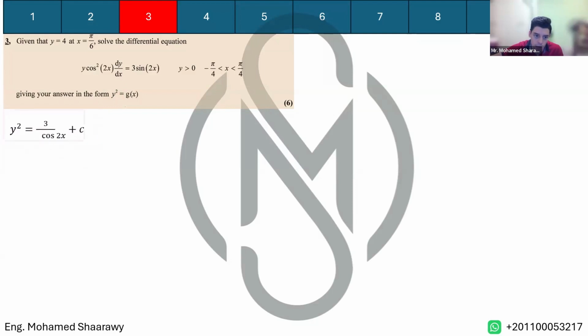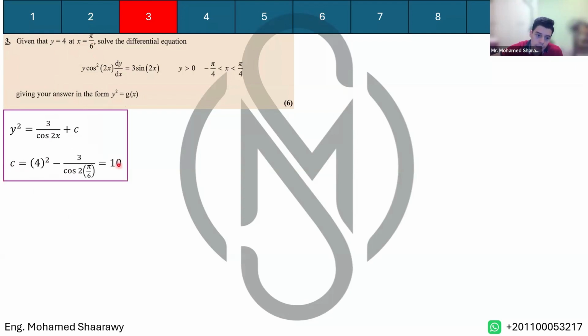Oh, I multiplied by 2 first. Okay. When I multiply by 2, I didn't write the constant c because it will be just a constant. 2c or c is just a constant that will be found, so I ignore that. Okay, so c here, I can make a subject, so it will be y squared minus 3 over cosine 2x. In order to get c, I'll use an initial condition here, so let me replace x with pi over 6, and let me replace y with 4. So I can see that c is 10, and let me replace this.